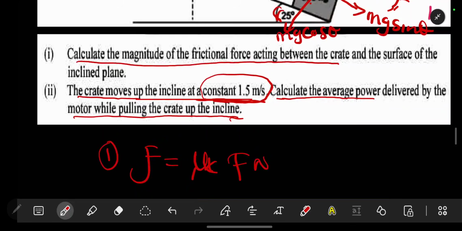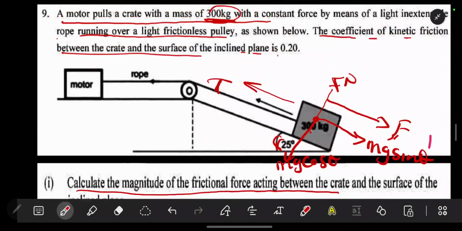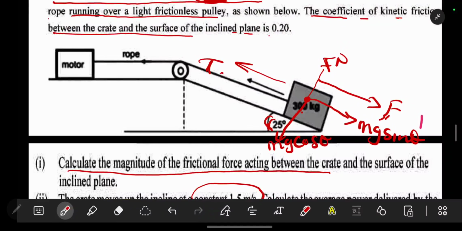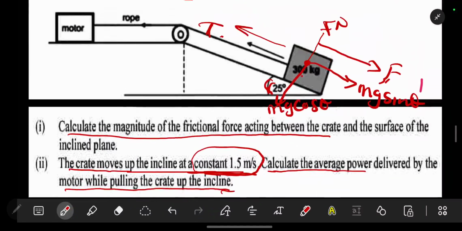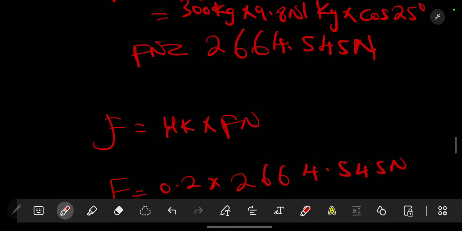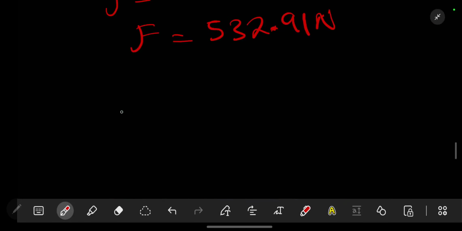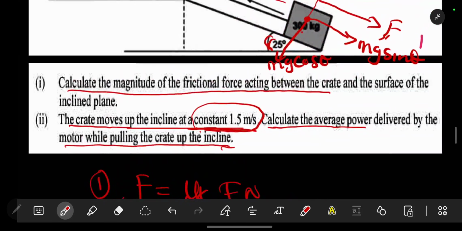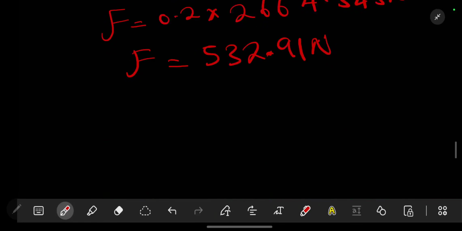So in this case, we are going to say the average power will be the tension times the speed. So we have the power should be equal to the force times the velocity.